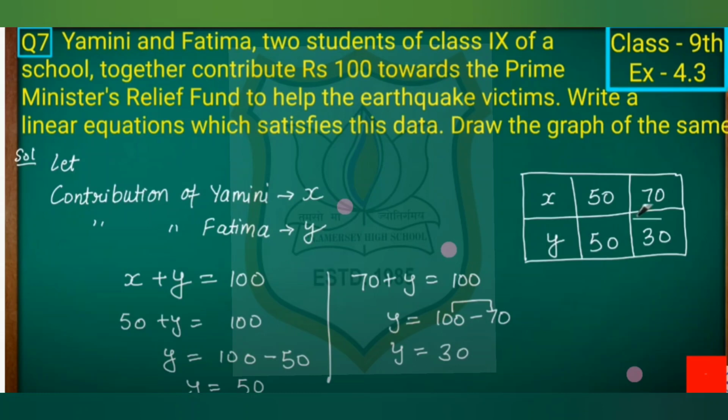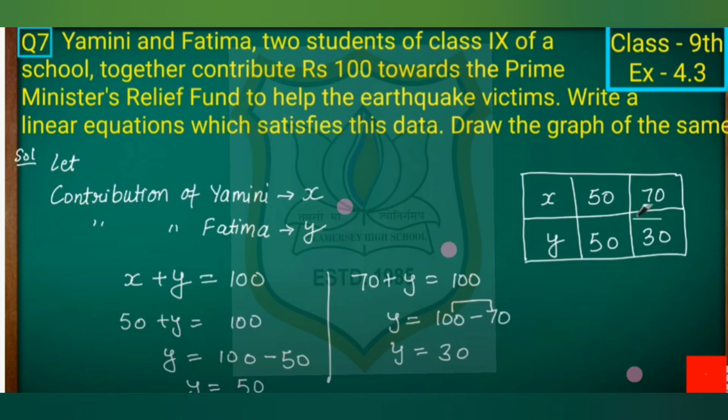If we put the value x equals 50, we get y equals 100 minus 50, so y equals 50. In the same way, instead of x we put x equals 70, then we get 100 minus 70 equals 30, so y equals 30. So we get two values. If we put x equals 50, we get y equals 50. If we put x equals 70, we get y equals 30.